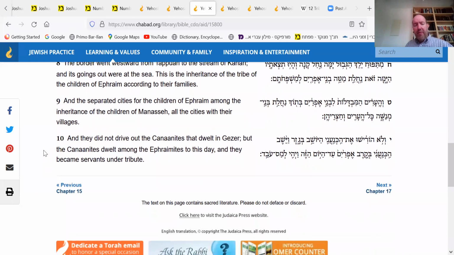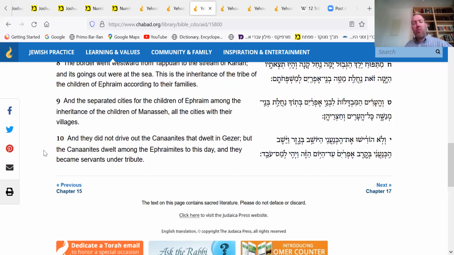Then in verse 10, there's a mention of the areas that they did not succeed in taking control of. "And they did not drive out the Canaanites that dwelt in Gezer," which is an important city to the west, in the lowlands already, and even close to the coastal plain.